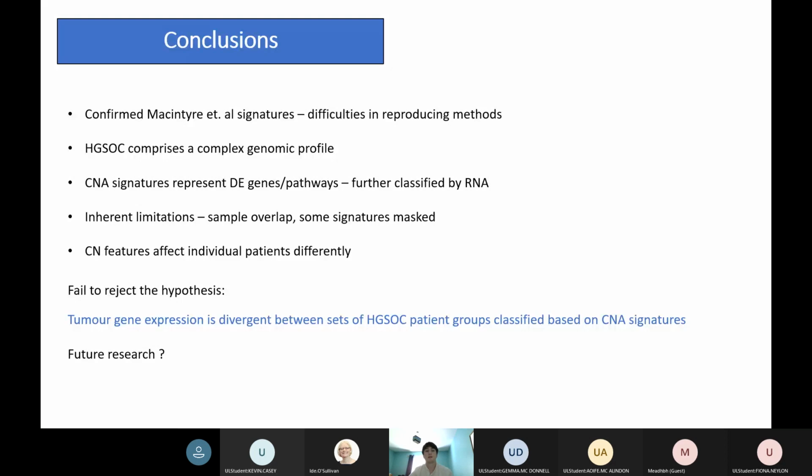However, there were inherent limitations to my studies. Samples were overlapping, some signatures were masked with more dominant signatures, and the heterogeneity involved made it very difficult to find unique associations. However, I do believe it reflects the nature of copy number, as it affects individual patients differently, and there's not a standardized pattern of disruption, and that's what makes it so difficult to treat. But overall, I think I can fail to reject my initial hypothesis. And in the future, I'd love to see these methods being applied to similar cancers, such as uterine serous carcinoma, which has a very similar genomic makeup to high-grade serous ovarian cancer.